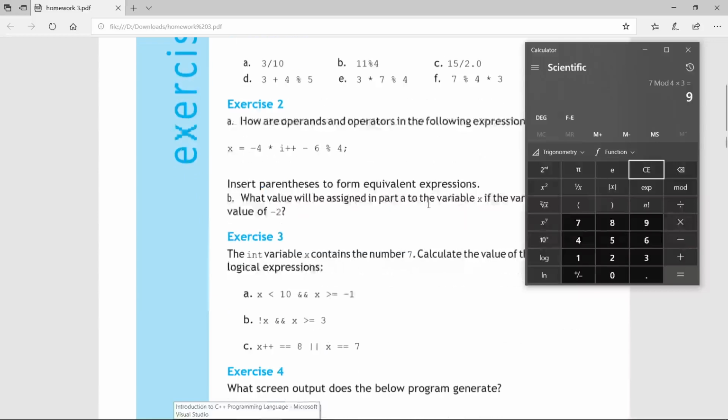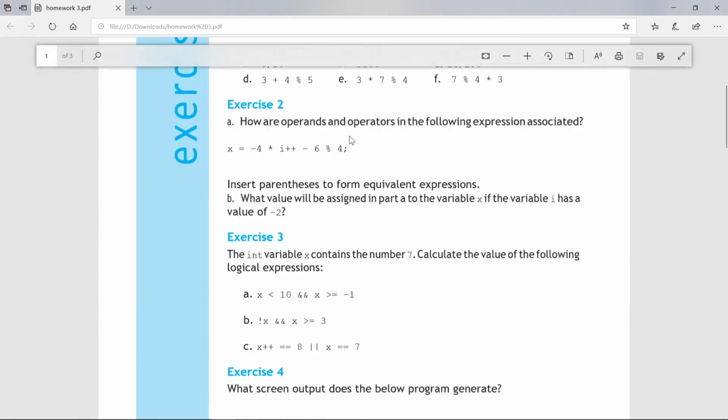Okay. So moving on, we have exercise 2. How are the operands and operators in the following expression associated? So we would do -4 times i, okay? And then we would do 6 modulus 4. We'd have two results, and then you would subtract this side from this side. Now, bearing in mind, you do have the incrementation here, but because it's after the i, you deal with that after. So it's not really relevant at this point. I'll show you what I mean with this example.